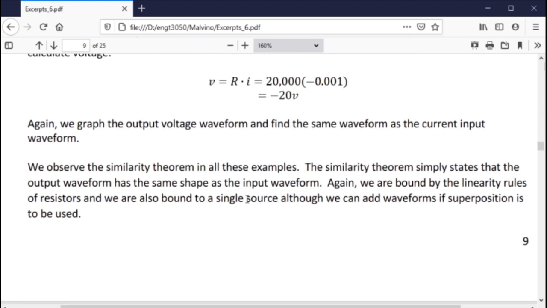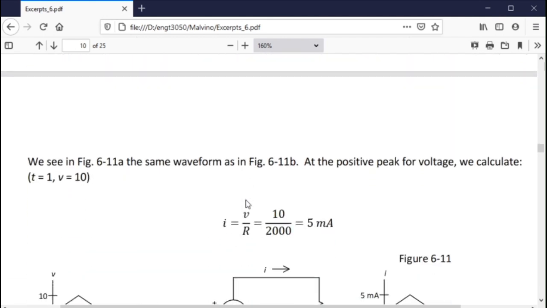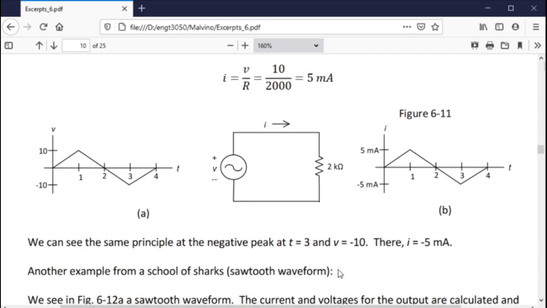So we've got an idea now that we can basically use the same problems that we've had before, and now we're just adding a little bit of spice to them. So we're doing the same thing we've always done. So here we do what? We pick the peak. We pick the 10 volts, and we now say, what is the current? Well, it's 10 divided by 2K, or 5 milliamps.